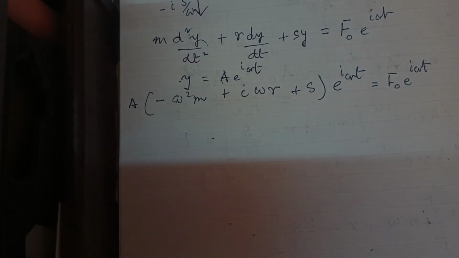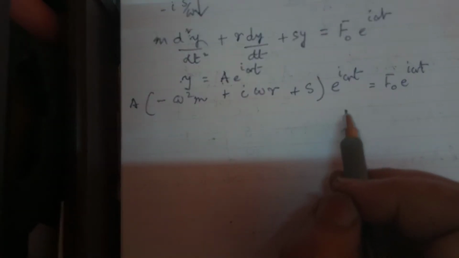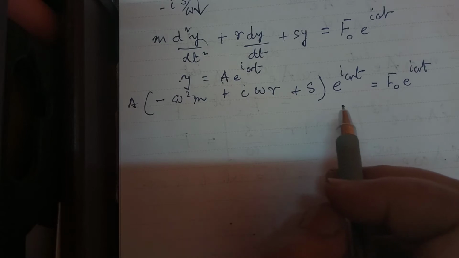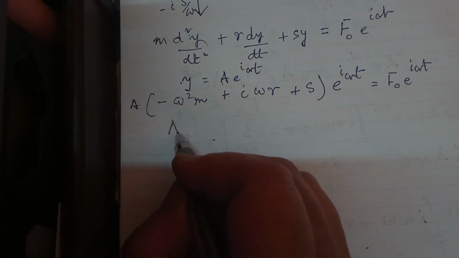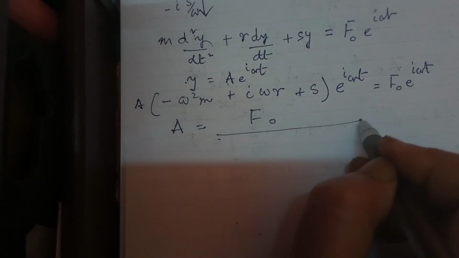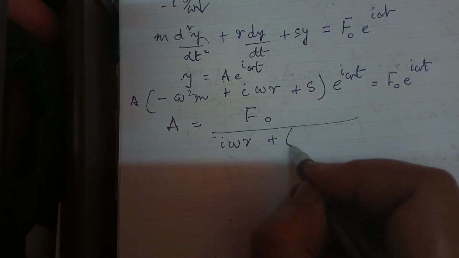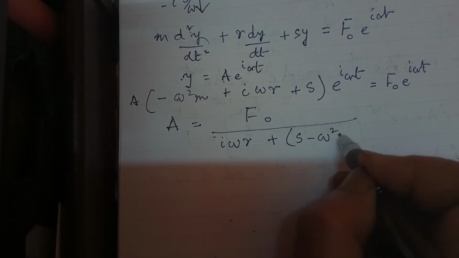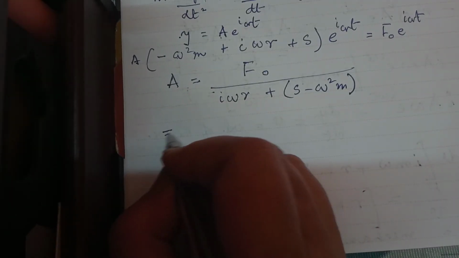This was what we obtained previously. Now this relation is true for all values of t. For all values of t, this relationship should be true. So you can write A as equal to f naught divided by I omega r plus s minus omega square m.